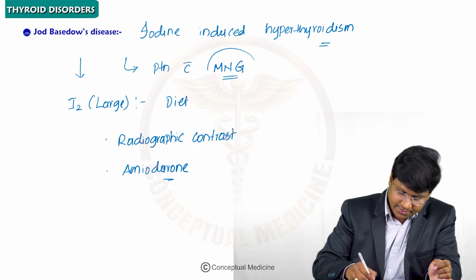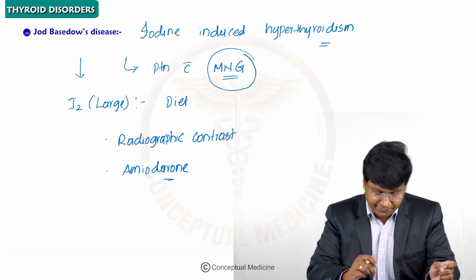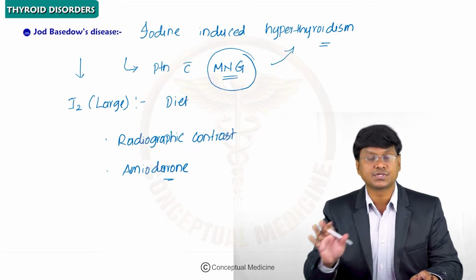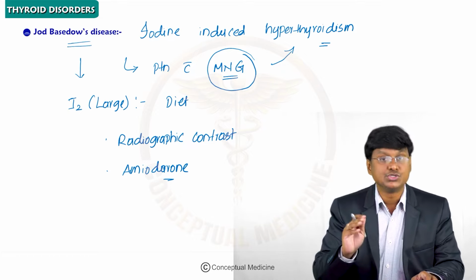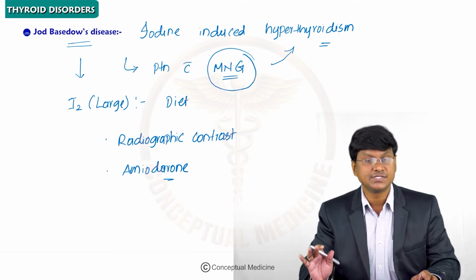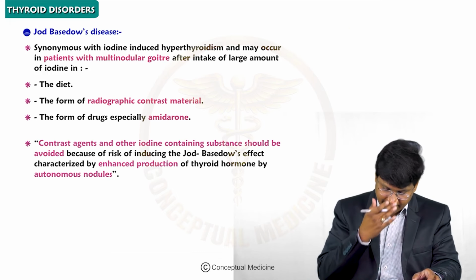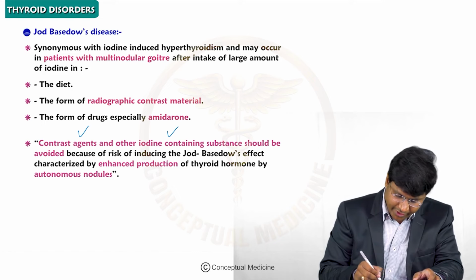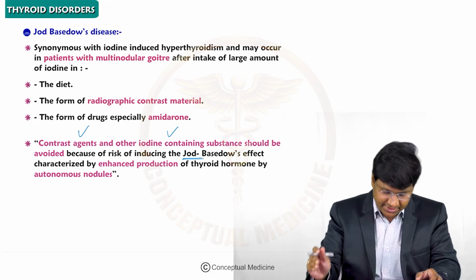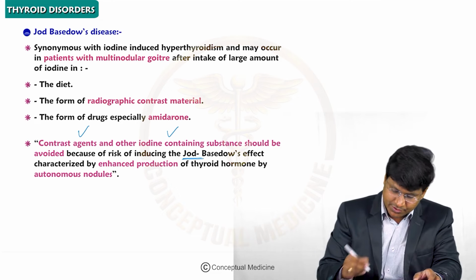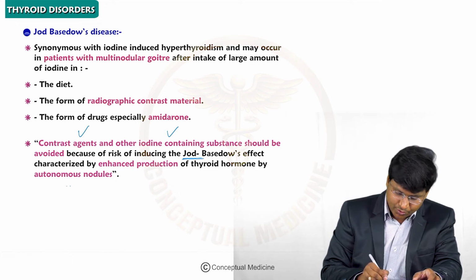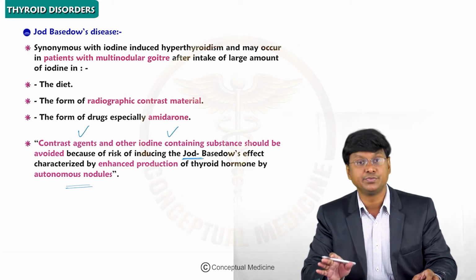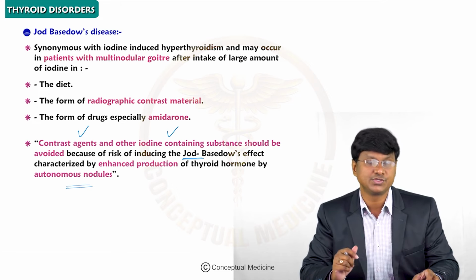So in a patient with multinodular goiter, after an intake of iodine, the individual may land up in hyperthyroidism. That is called iodine-induced hyperthyroidism, and that is what is called Jod-Basedow disease. Here, contrast agents and other iodine-containing substances should be avoided because of the risk of inducing the Jod-Basedow effect. So please remember, in individuals with large multinodular goiter, especially with autonomous nodules, contrast agents as well as iodine-containing substances should be avoided.